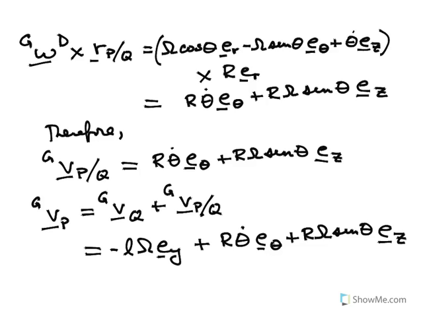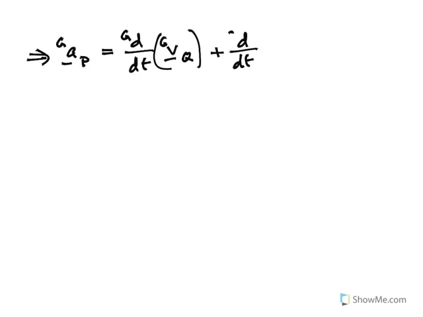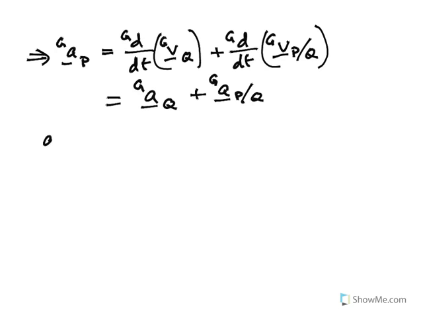So now what we're going to do is we're going to get the acceleration of point P. The acceleration of P in G is equal to d dt in G of the velocity of P in G, which is equal to d dt in G of the velocity of Q in G plus the velocity of P relative to Q in G, which in turn gives me that the acceleration of P in G is equal to d dt in G of the velocity of Q in G plus d dt in G of the velocity of P relative to Q in G. Now, if we define these respectively as the acceleration of Q in G plus the acceleration of P relative to Q in G, we can now compute each piece.